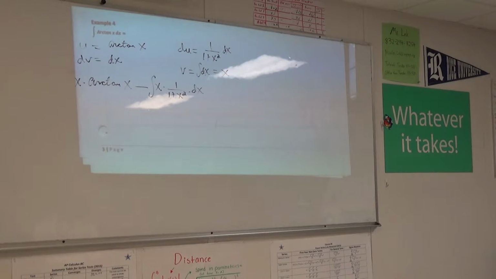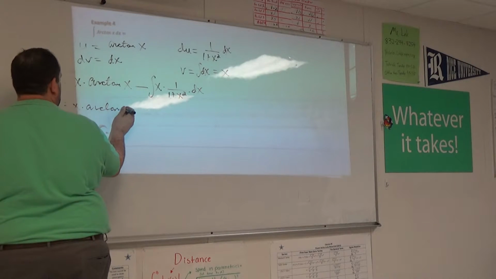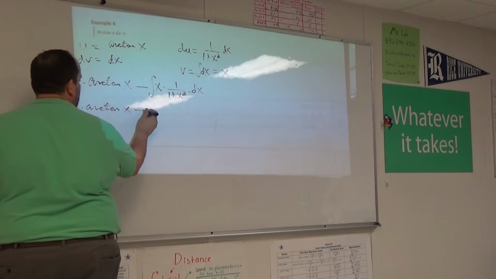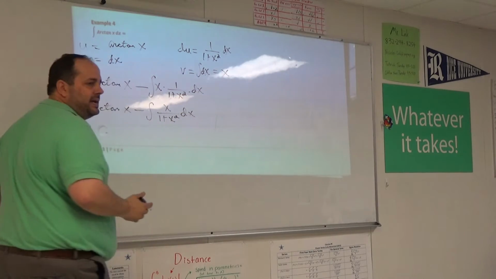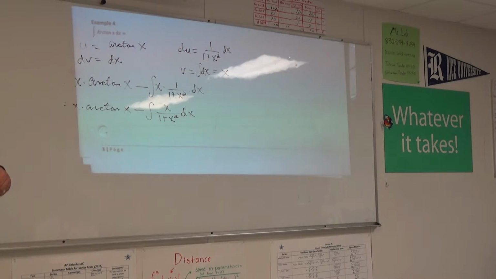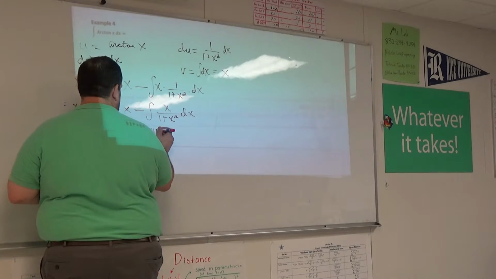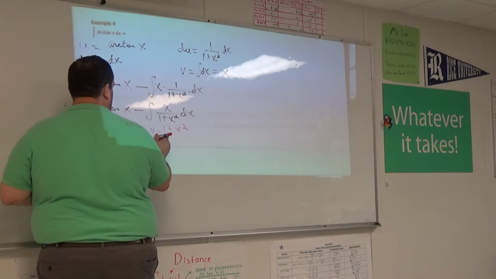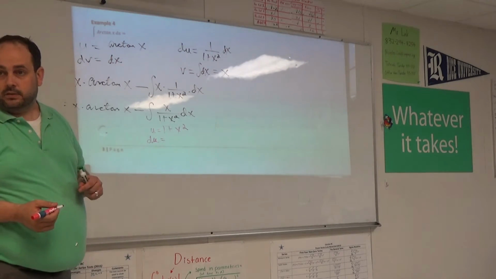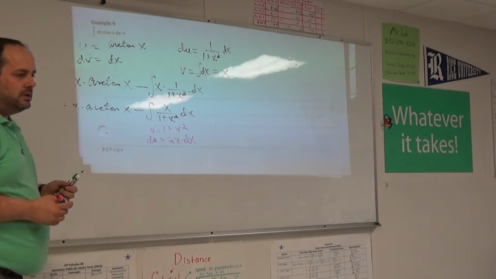Now you can do substitution with it. What you have is x arctan x minus the antiderivative of x divided by 1 plus x squared dx. Depending on how your smarticle particles work, you either see it right away as substitution and say, I know what the u is: 1 plus x squared. And I know what the derivative is, 2x. And why is that good? Oh, I see.